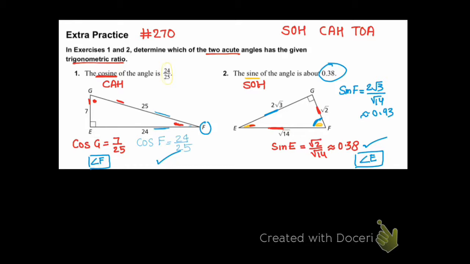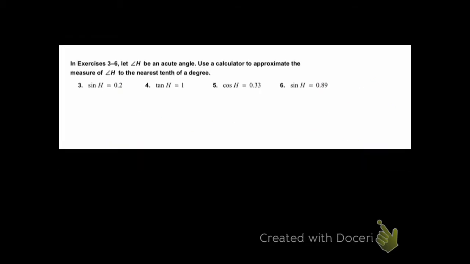All right, so let's move to the next problem. For 3 to 6, we are told these are acute angles, and we have to use a calculator to approximate the measure of angle H to the nearest tenth of a degree. Here there is nothing you need to know, it's only about how to use the calculator, and I will be posting a video about how to use the calculator for inverse trigonometric ratios. Till then, I can tell you that you have to press the second button on your calculator, and then check where the inverse trigonometric ratios are given, and use that button.